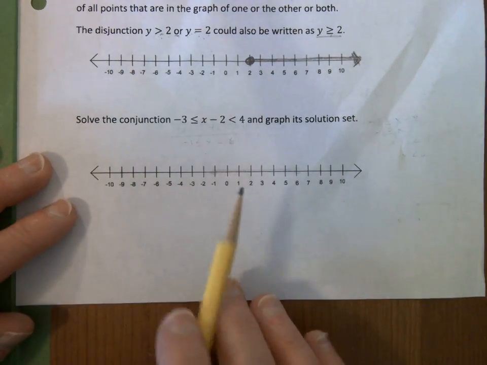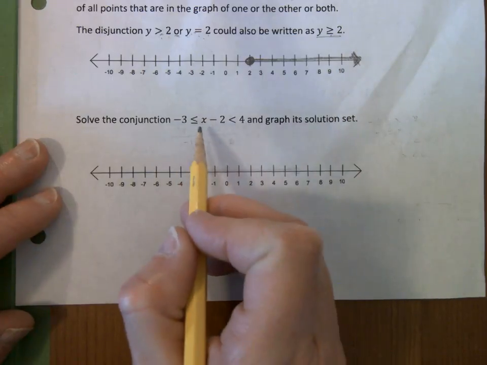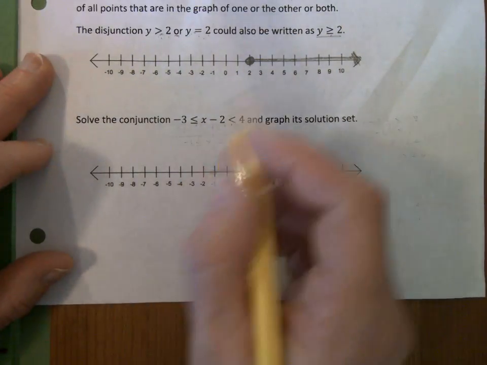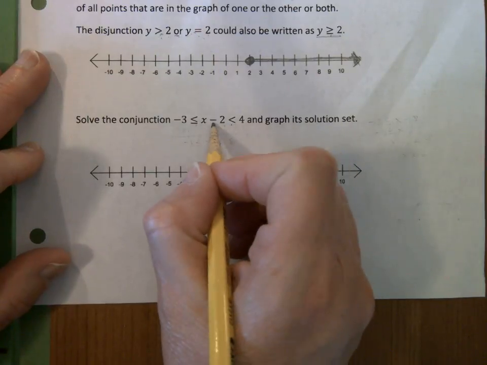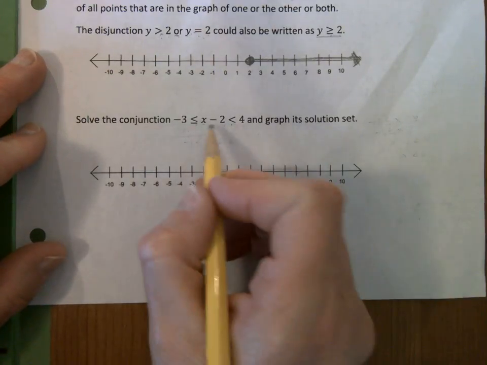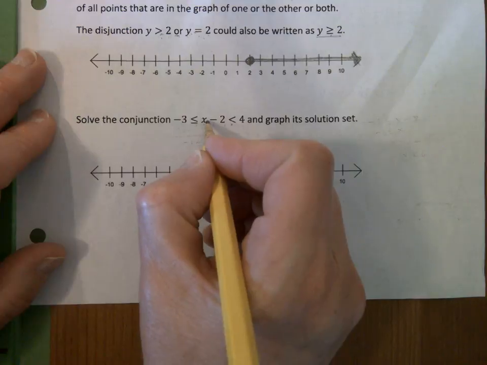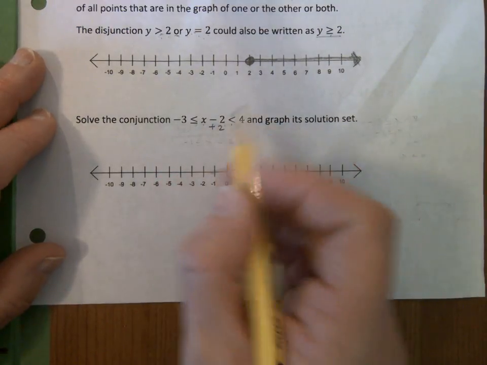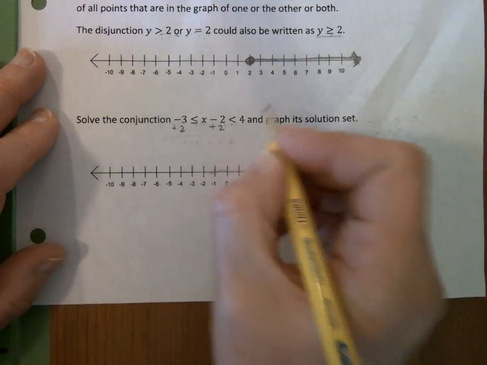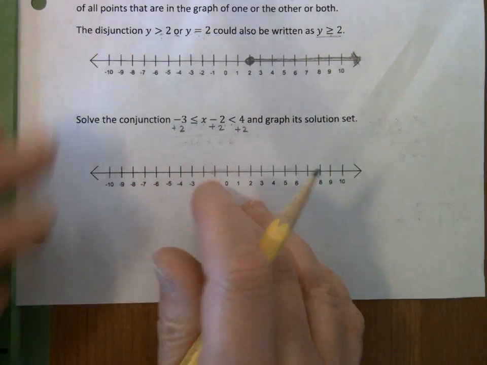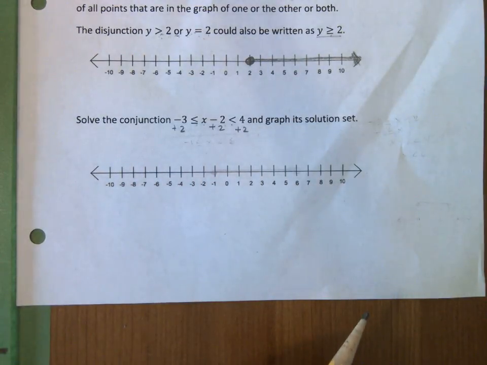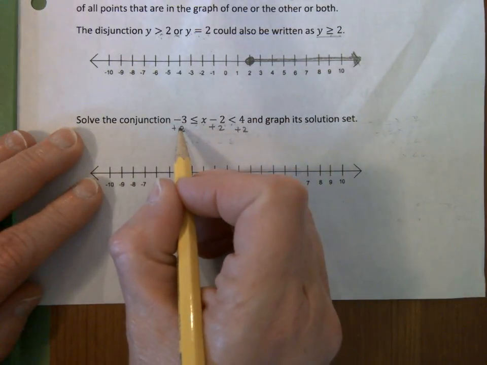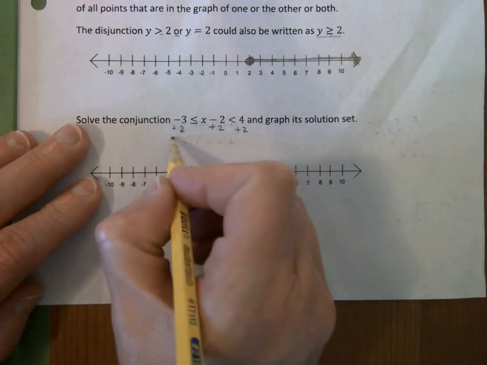Okay, so let's look at this conjunction here. We know it's a conjunction because it has two sets of inequality symbols. But notice that there's not just a variable in between. We have x minus 2. So we've got to get x by itself. What I'm going to do is add 2, and that would cancel out the 2's here. But I also have to add it here, and I also have to add it here. So just like an equation, where you do what you do to one side, you have to do to the other, for this you have to do the same thing to all three parts.